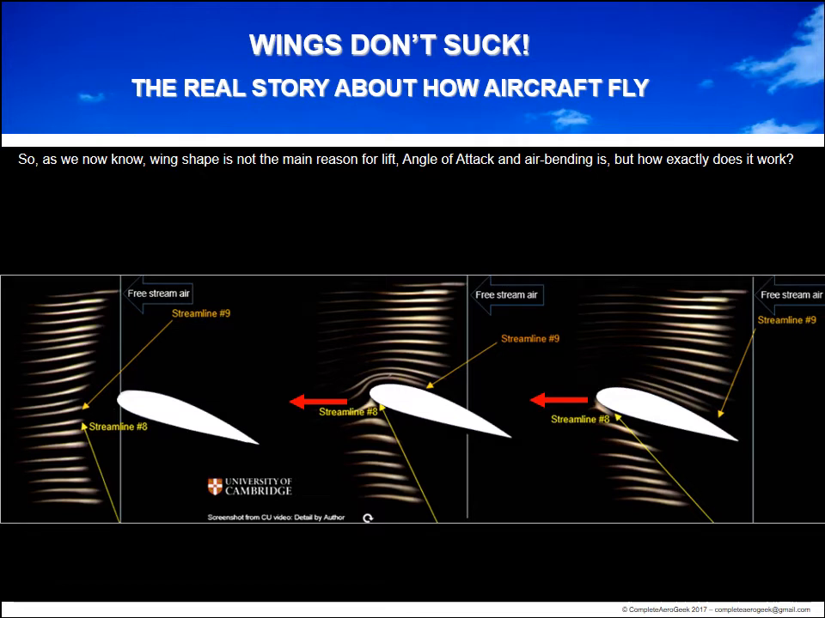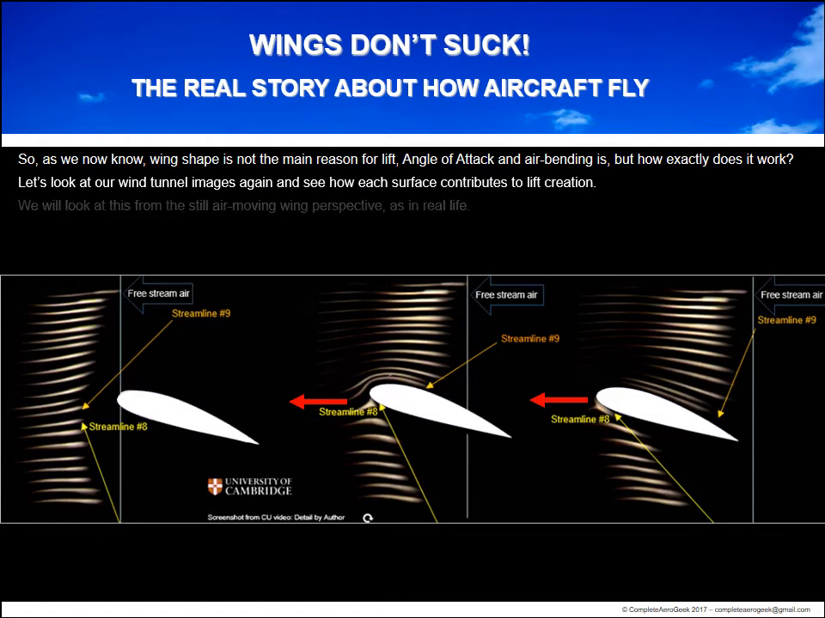Angle of attack and air bending is, but how exactly does it work? Let's look at our wind tunnel images again, and see how each surface contributes to lift creation. We will look at this from the still air, moving wing perspective, as in real life.